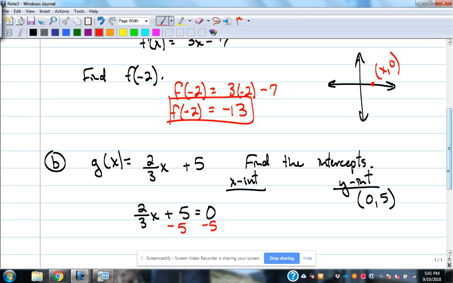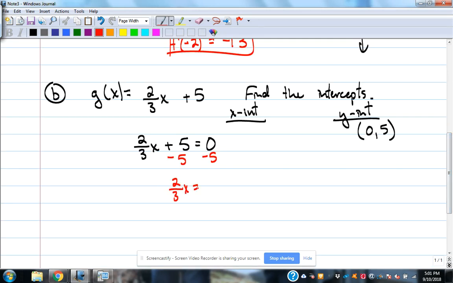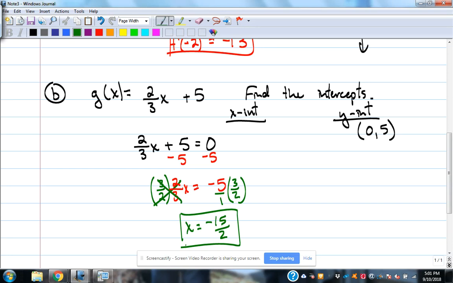Subtract 5, we got -5. So 2/3 x equals -5. How do we solve that? Good old algebra review here. Good job. Doesn't work out real pretty there, but that's okay. -15/2. I'm going to leave it in proper fraction. So our x-intercept as an ordered pair would be (-15/2, 0). And those are my only intercepts.